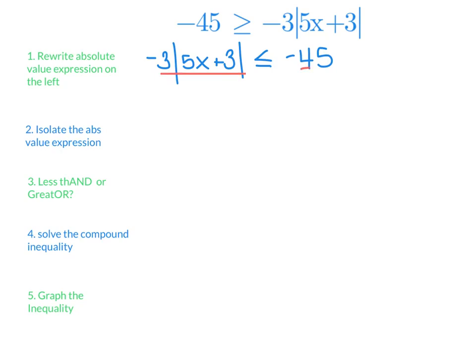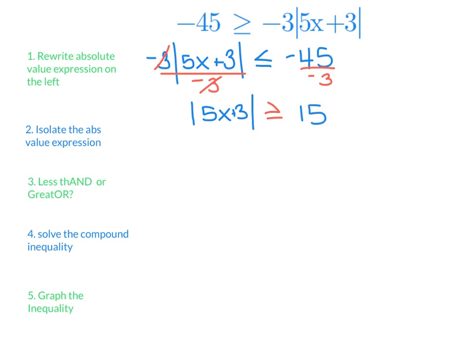So I'm going to divide both sides by the coefficient that's out front, that negative 3. It's held by multiplication, so the opposite is division. So I divide, and that produces the absolute value of 5x plus 3 is, now I need to remember I divided by a negative, so I'm going to flip the direction of my sign. Negative 45 divided by negative 3 is positive 15.